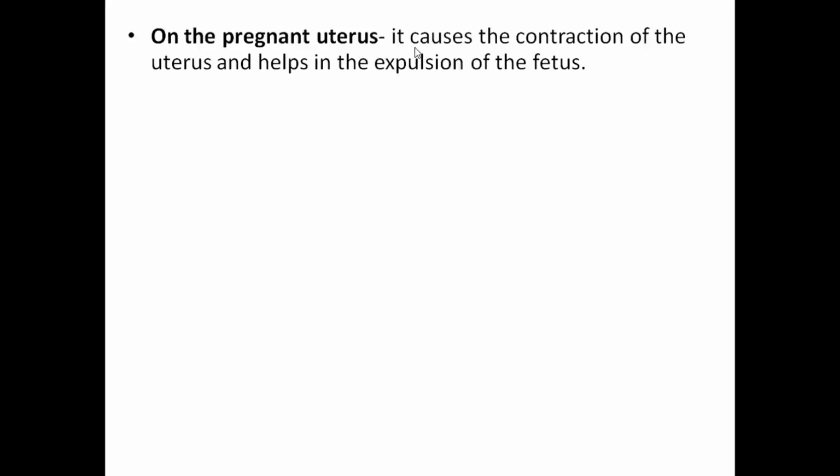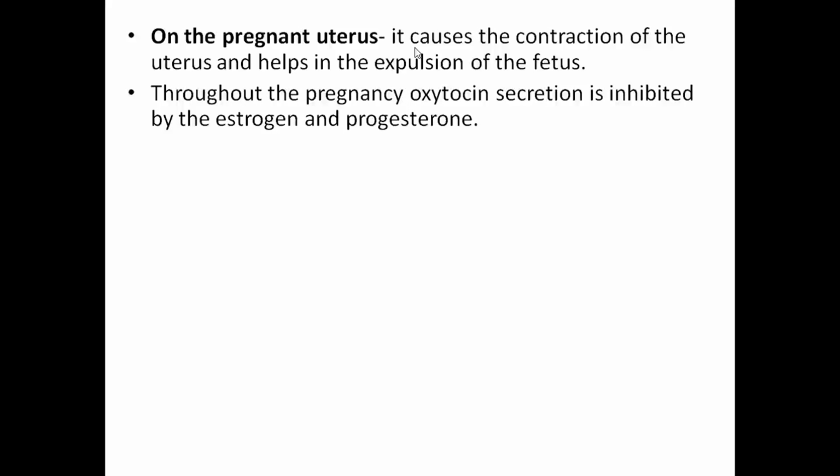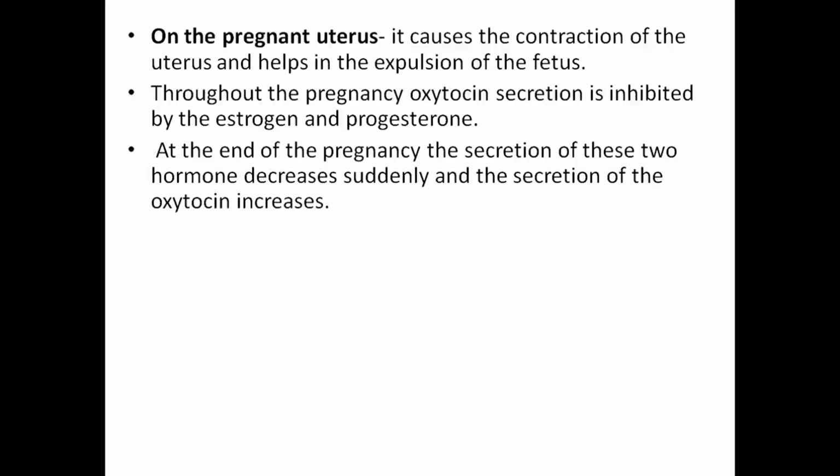On the pregnant uterus, it causes contraction of the uterus and helps in the expulsion of the fetus. Throughout pregnancy, oxytocin secretion is inhibited by estrogen and progesterone. At the end of pregnancy, secretion of these two hormones decreases, so there is a sudden increase in the oxytocin hormone. Secretion of oxytocin increases during labor.